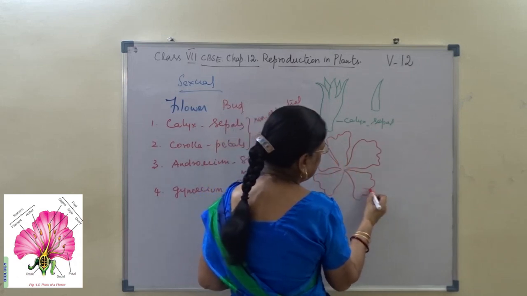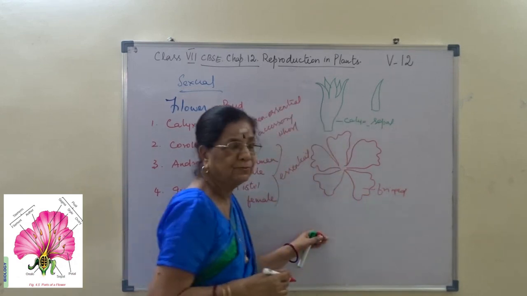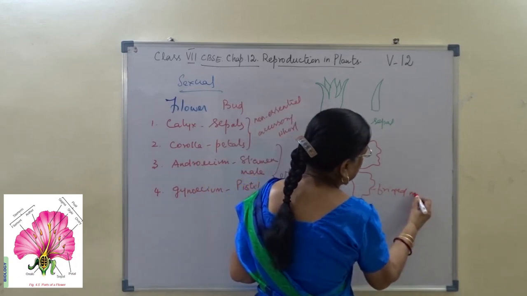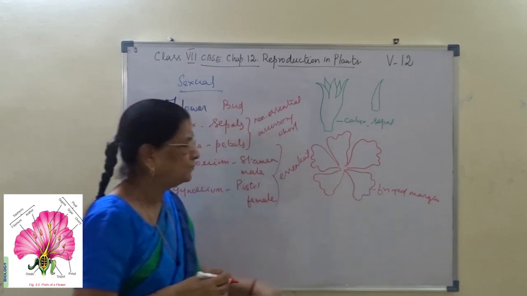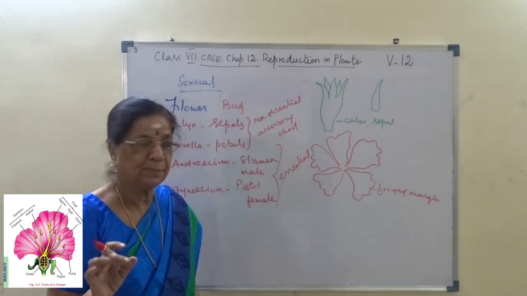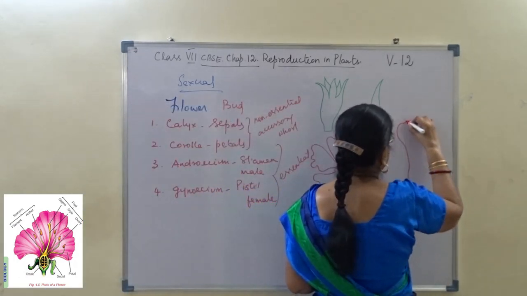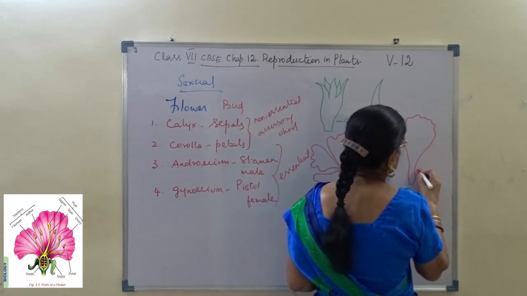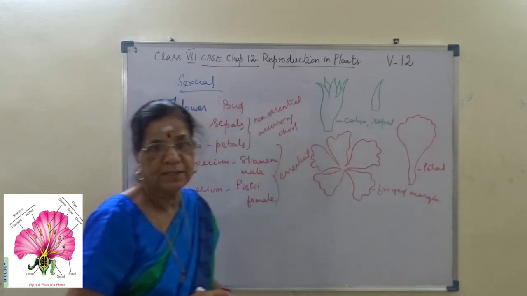Now, this is fringed margin. If it is wavy, that is fringed margin. And all the 5 petals are of uniform size and shape. Now, this single petal is represented like this. This is a single petal. I hope you understand.